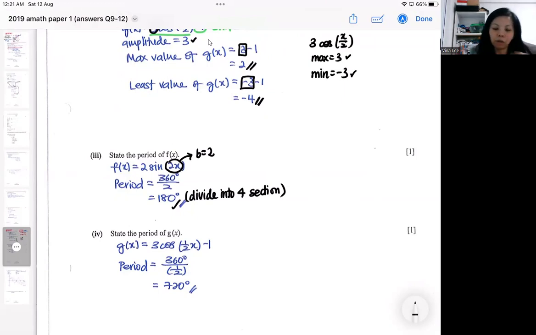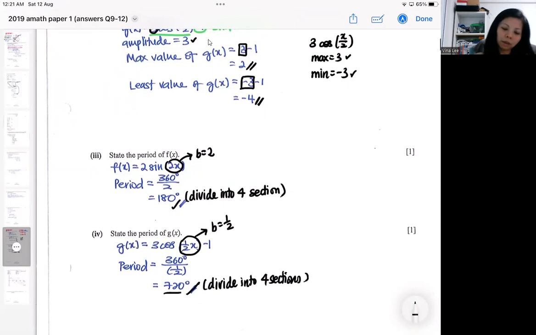So that means in 180, you will see one wave of the sine graph. Okay, here the coefficient is half. So if you apply the formula, you will get 720. So later on, I'm going to divide into 4 sections. Okay, that means in this part, you will see a full cycle of the cosine graph.